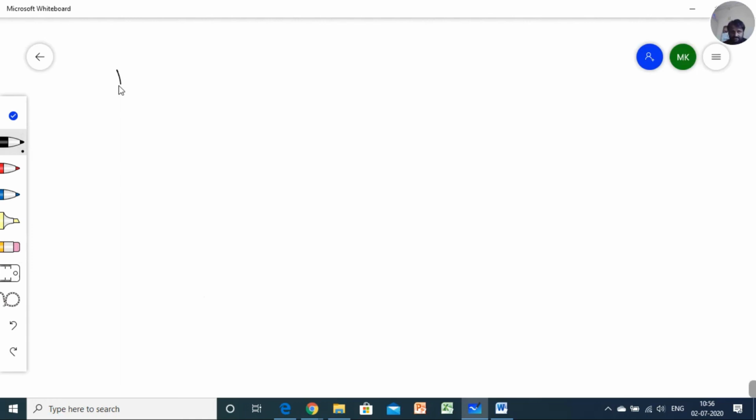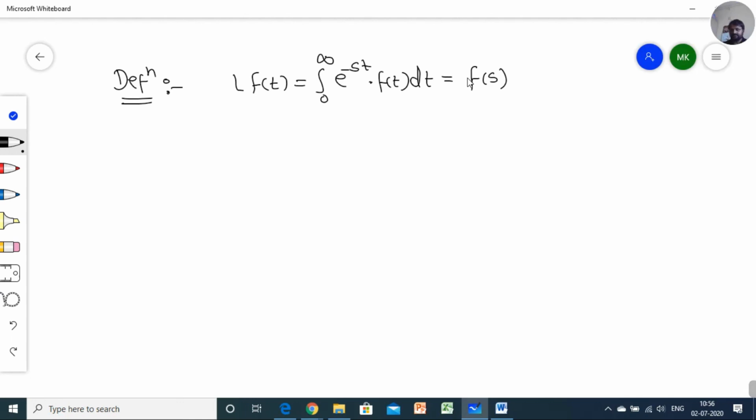Hope the definition of Laplace is clear to everyone. What is the definition of Laplace? Laplace of f of t is equal to the integral from 0 to infinity of e raised to minus st into f of t into dt, which is equal to F of s. अब ये तो प्रोसीजर था, this was a procedure.